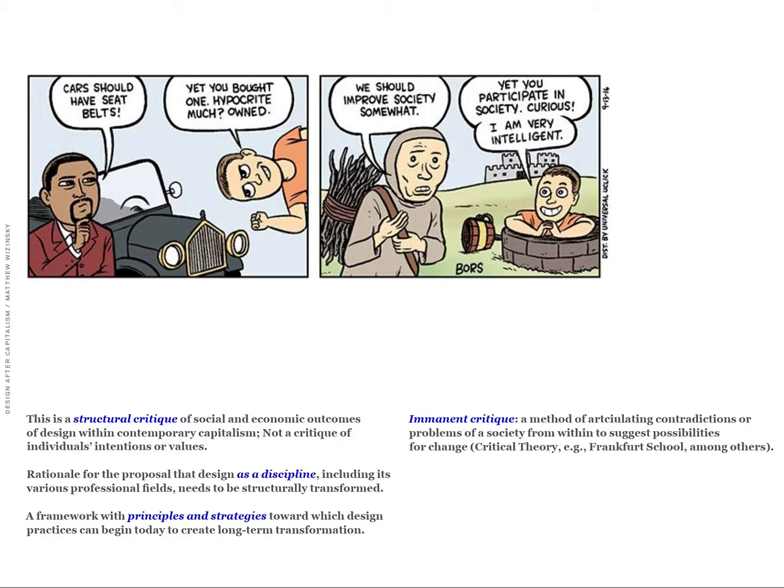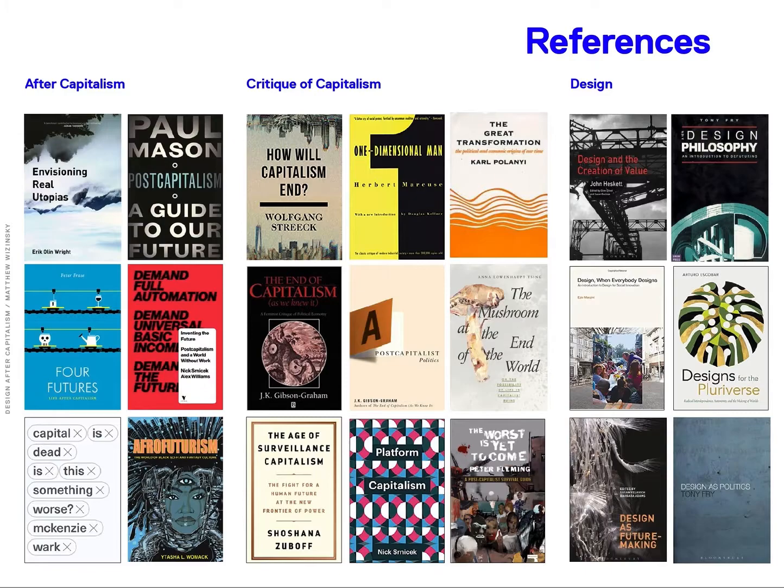To say it's a structural critique also means that it's about not changing one person's mind or one person's practice, but really transforming a discipline. And what I attempt to do in this book is to not only say so, but to also demonstrate some principles and strategies that can make this actionable today.